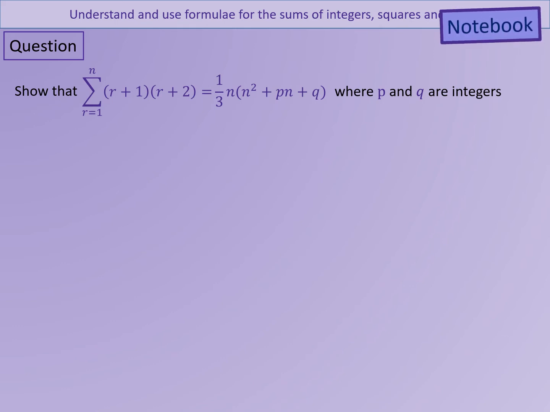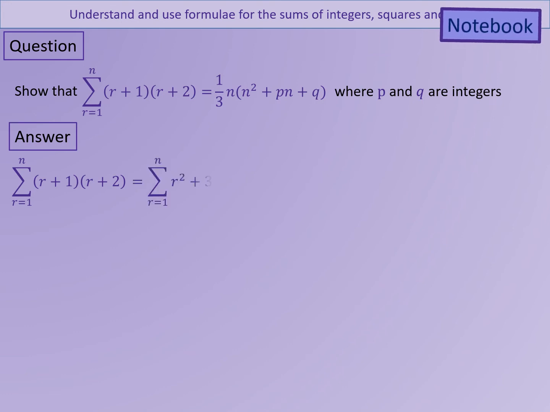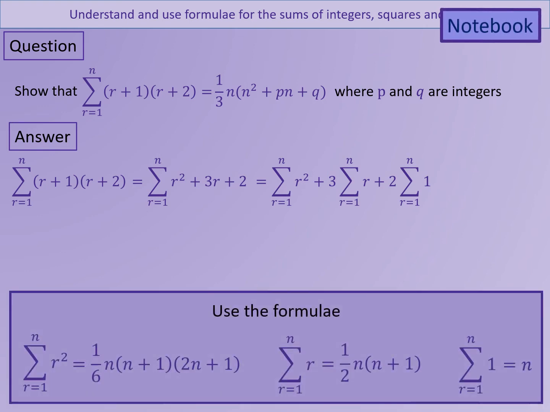So in order to do this, we're going to start with the left-hand side, which is the sum of r plus 1, r plus 2 from r equals 1 up to n. I'm going to need to expand those two brackets. So if we expand those, we get the sum of r squared plus 3r plus 2. Now that it's been expanded, we can then write that as three separate summations. So we can call that the sum of r squared plus 3 times the sum of r plus 2 times the sum of 1. And we can now use the formulas to write down those.